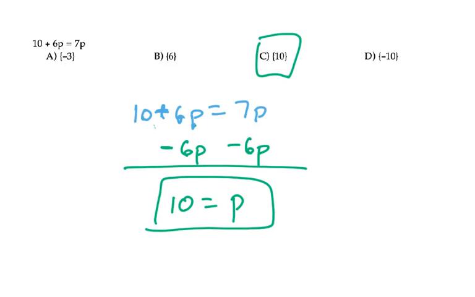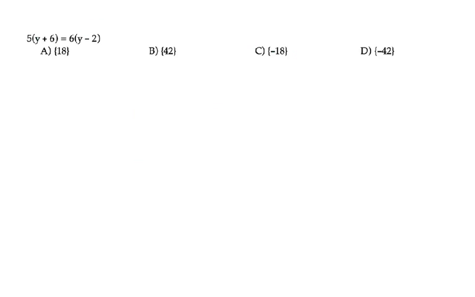So notice here, this is really easy. This is 6 times 10. This is 7 times 10. So 10 plus 60, 6 times 10 is 60, does equal 70. And again, on a test, I highly encourage doing things like that to make sure that you didn't make a silly mistake.